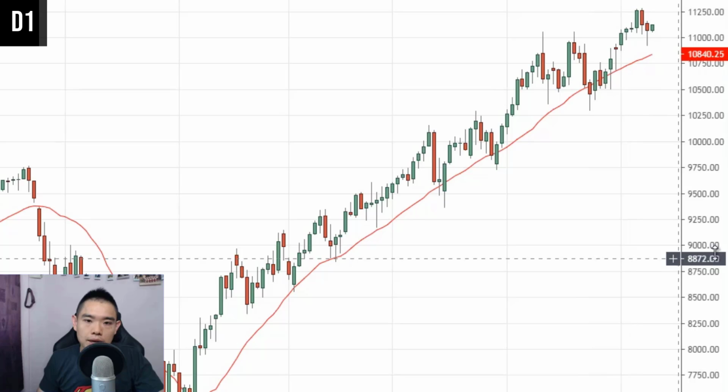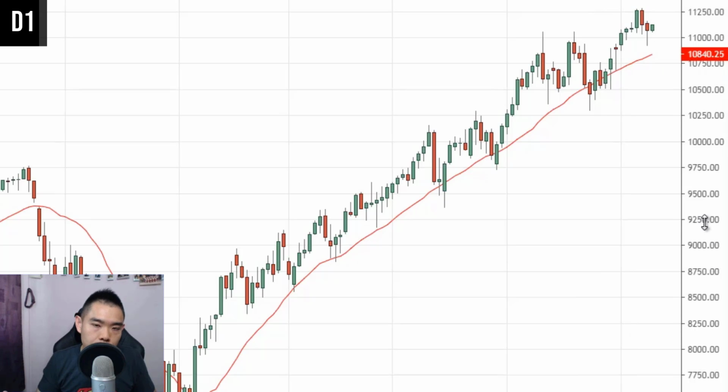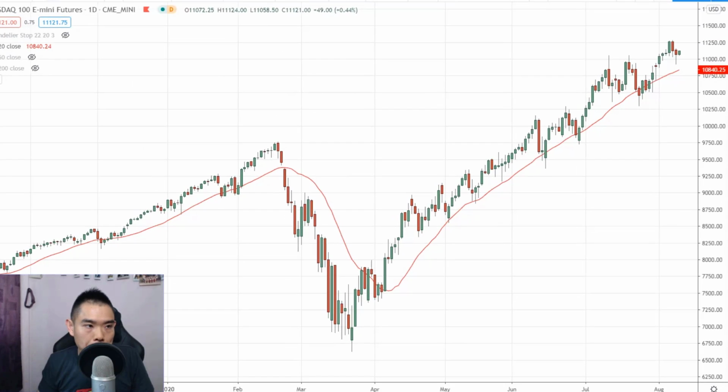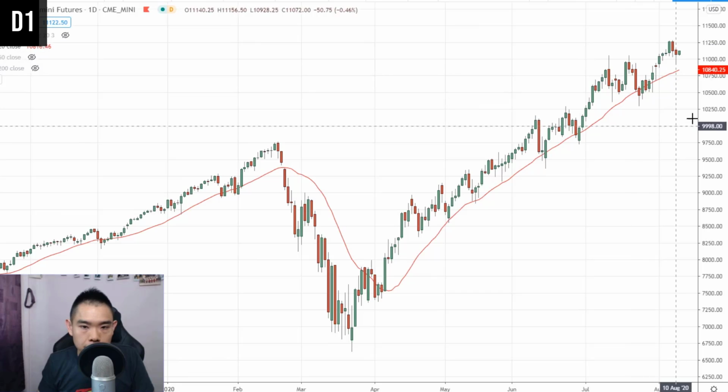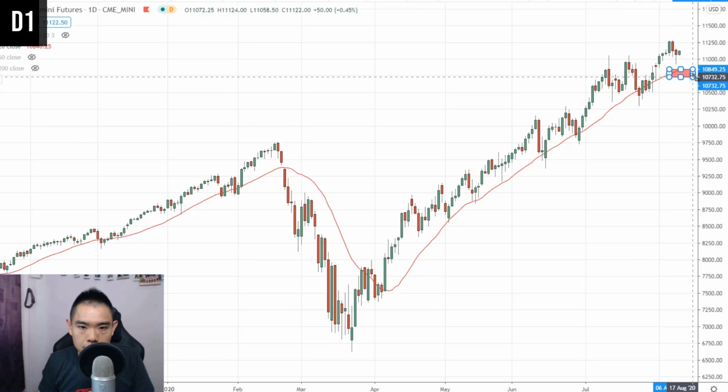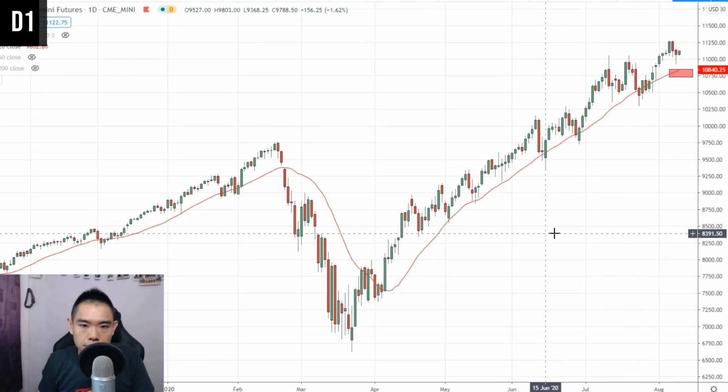So again, same concept: the 20 MA can serve as an area of value. So let's go down to the entry time frame, which is the 4-hour time frame. In fact, let me just draw the area of value first on this time frame. So it's somewhere about here, somewhere about here.